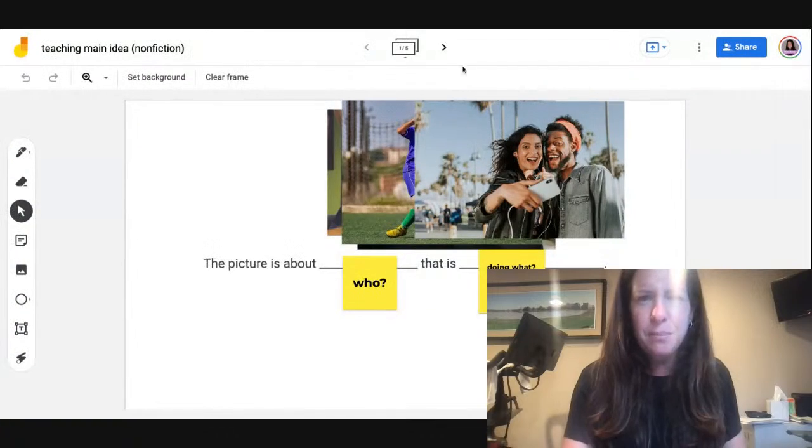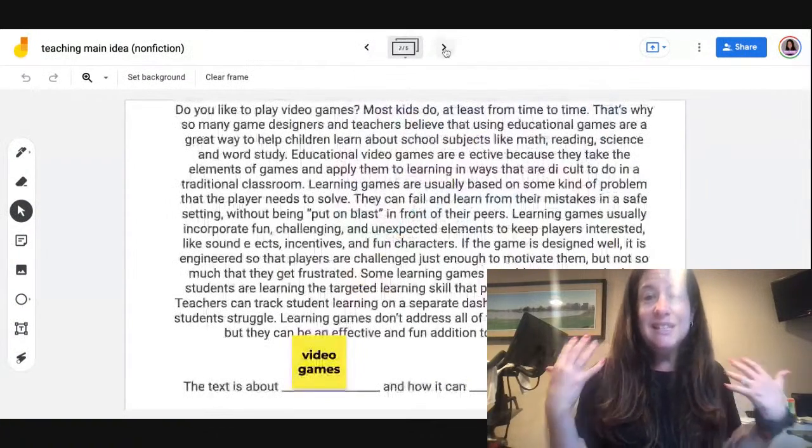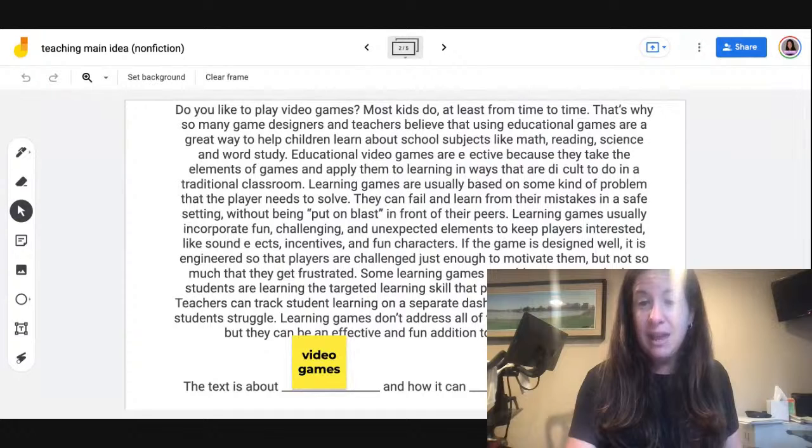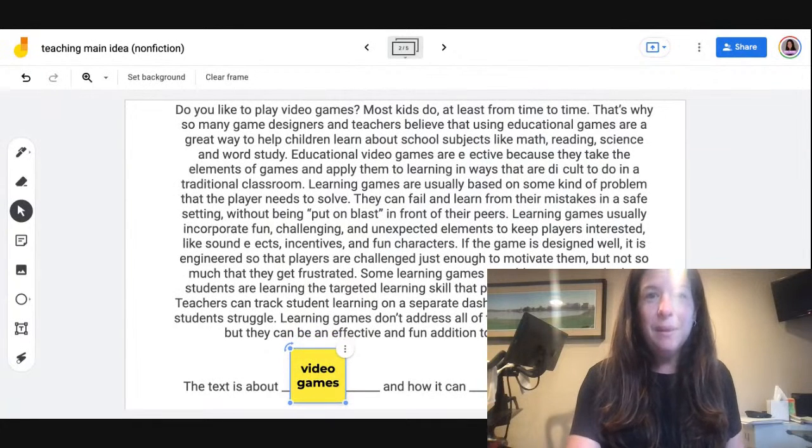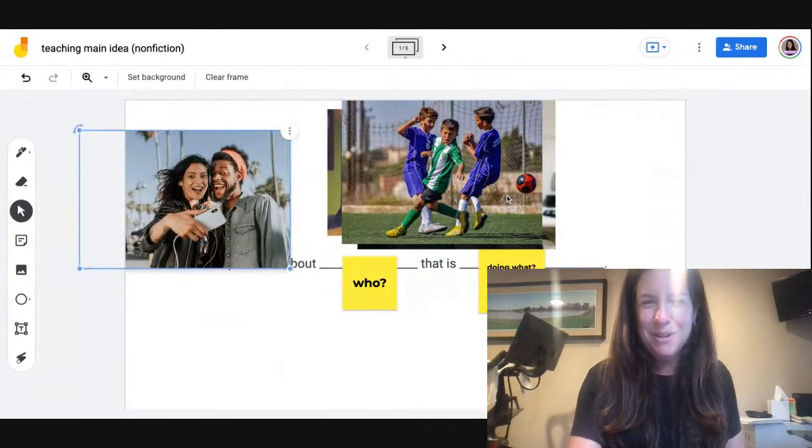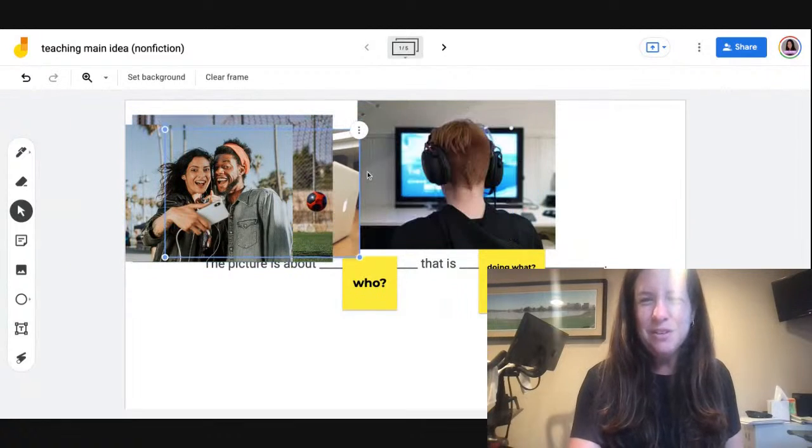Let me show you another example. So then you can take the same thing and do it with a passage. Okay, but let me show you here. What I like to do is I have a whole bunch of different pictures. So you can see I have a whole bunch of different pictures to practice.